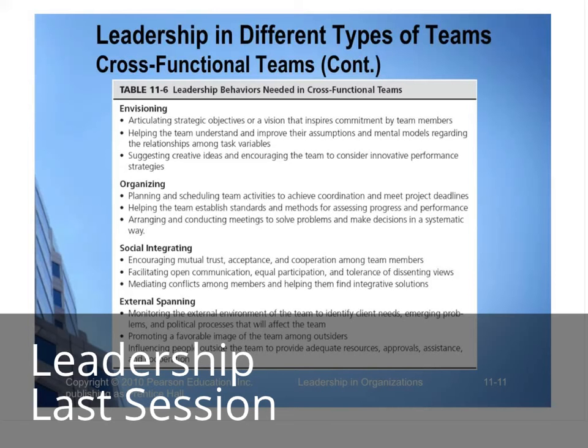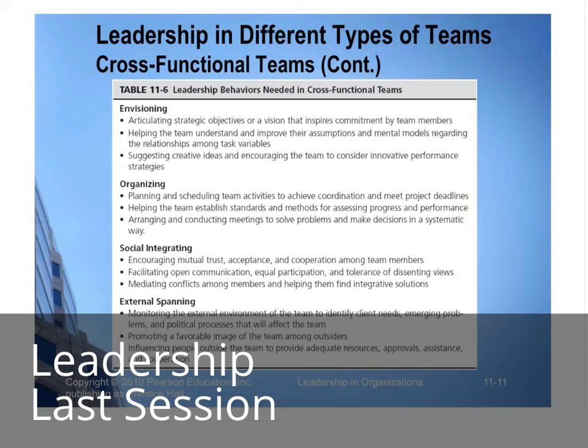Then you organize, you plan and schedule team activities to achieve coordination and meet project deadlines. So meeting deadlines is a big thing also. You plan, you schedule, but if you don't meet the deadlines, you're nowhere. You got to make sure that you coordinate, you work together, and meet deadlines. You help the team establish standards and methods of assessing progress and performance. And then you arrange and conduct meetings to solve problems and make decisions in a systematic order.